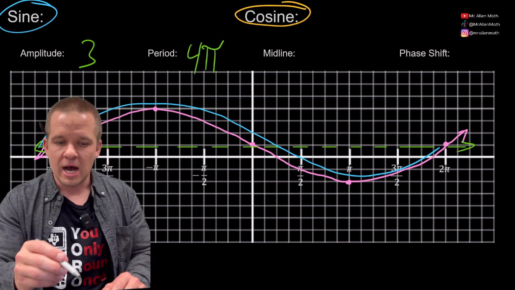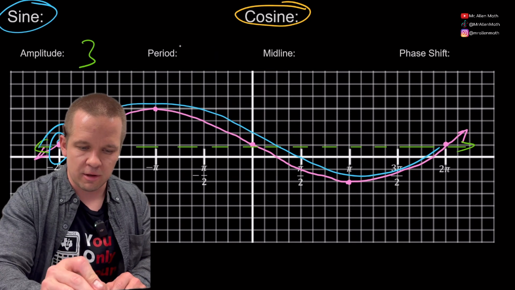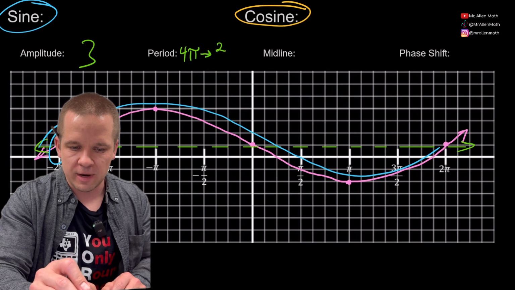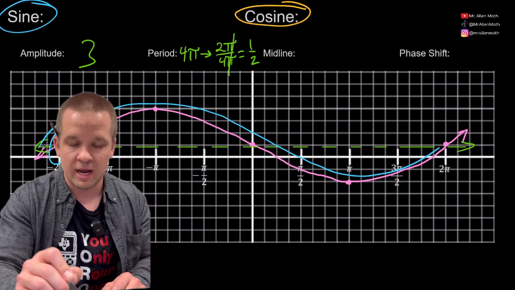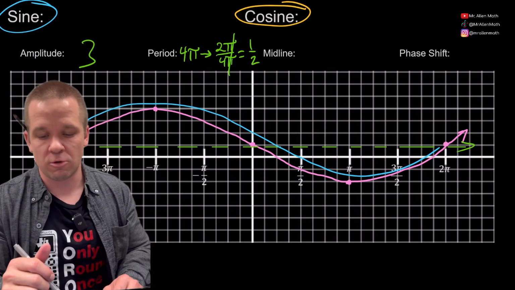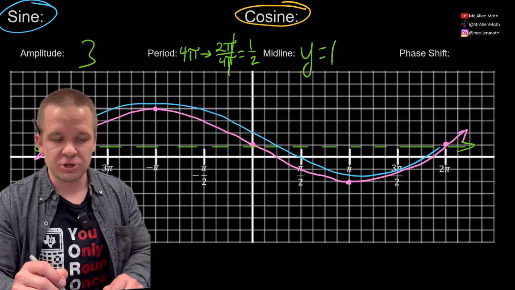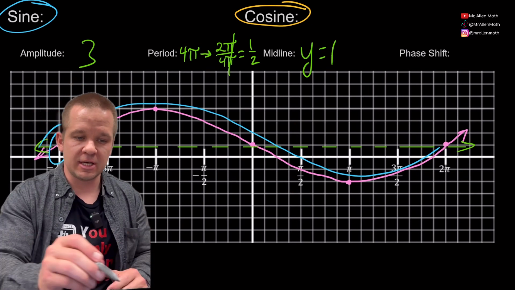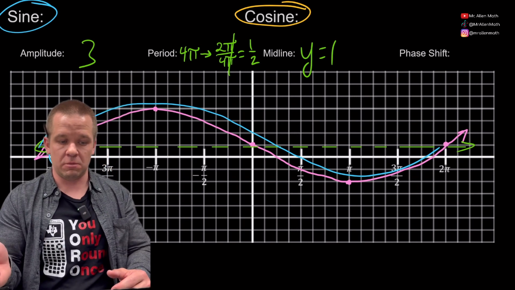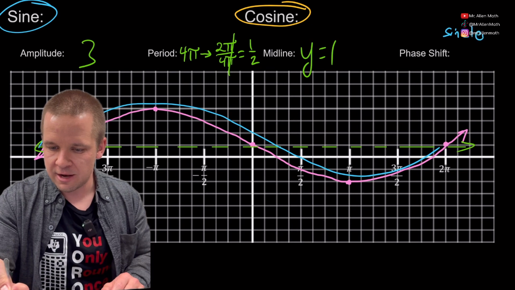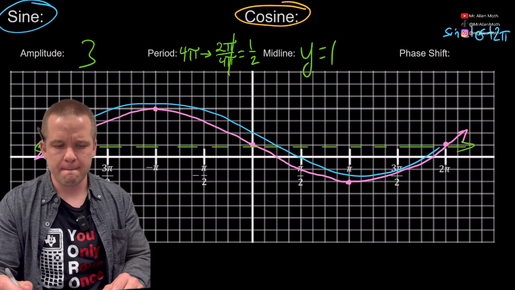Which means I need to figure out my multiplier. 4 pi. So then my multiplier, I'm going to take 2 pi divided by the period, which is 4 pi. Pi's cancel. I simplify down to 1/2. So the 1/2 is what you're going to see in the equation. Midline is y equals positive 1. And then phase shift. Well, it depends on which one we're talking about. Since we said sine there, we were shifting to the left 2 pi. So sine is left 2 pi. And how about cosine?